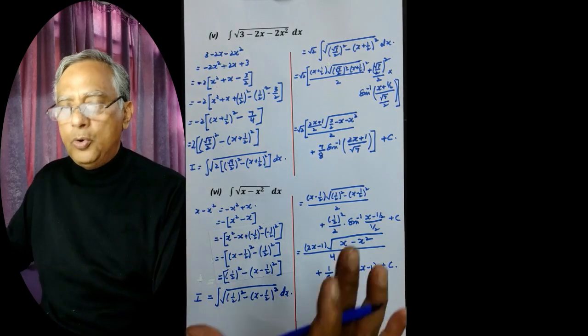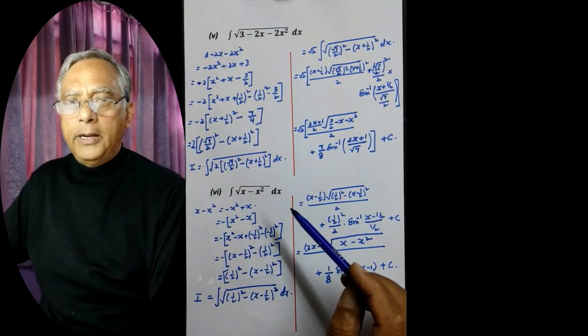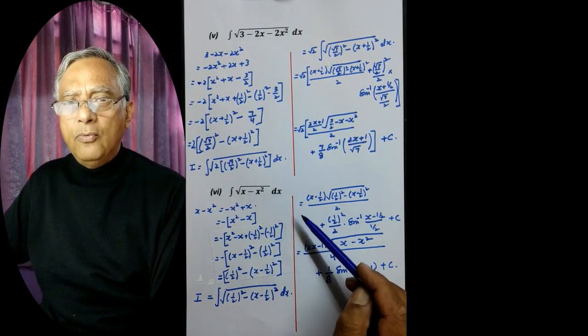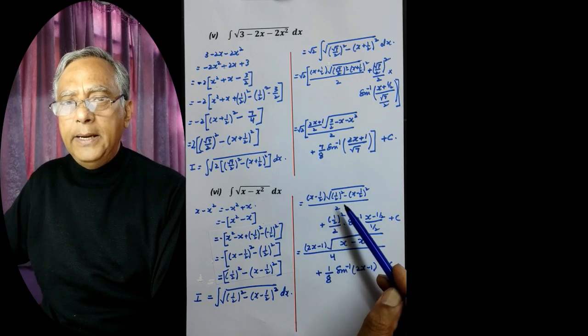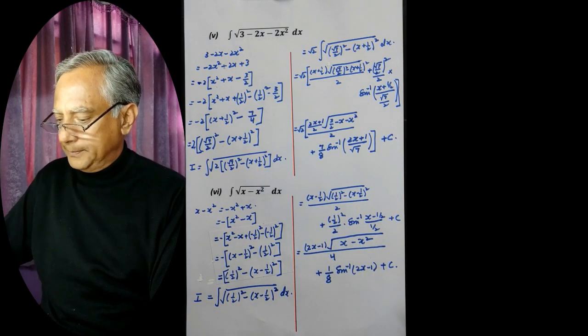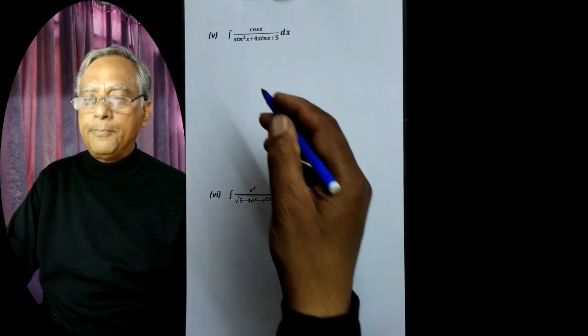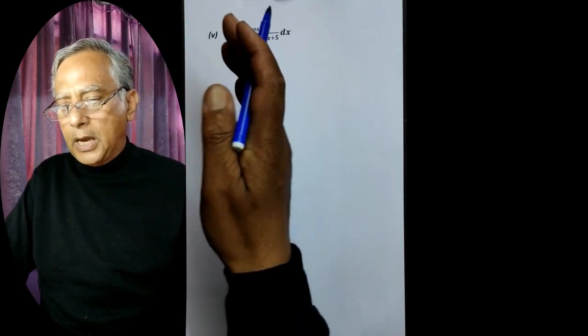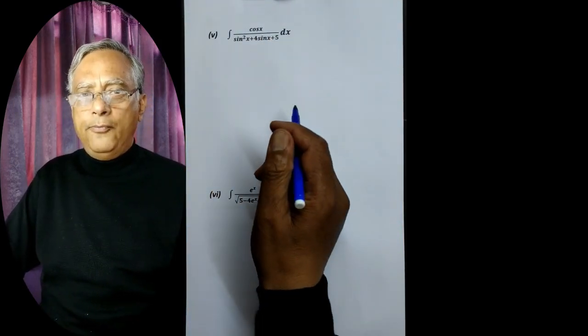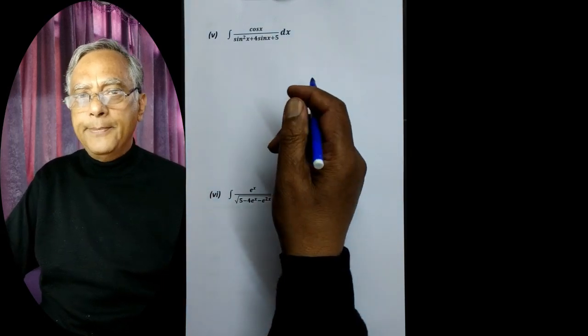This is how you do questions of the type 1 over quadratic, 1 over root quadratic and root quadratic. Now I take up some questions which are reducible to the form we are discussing.